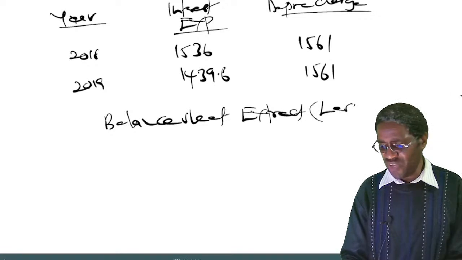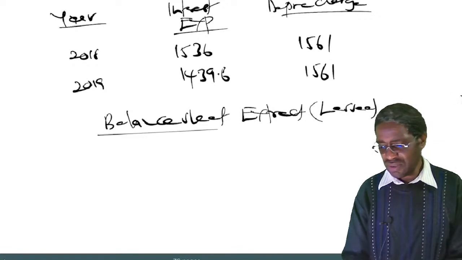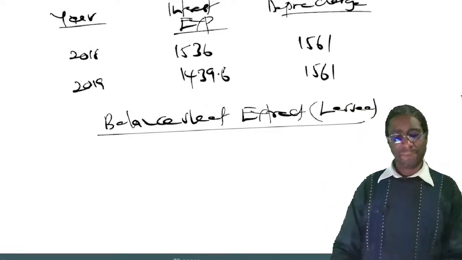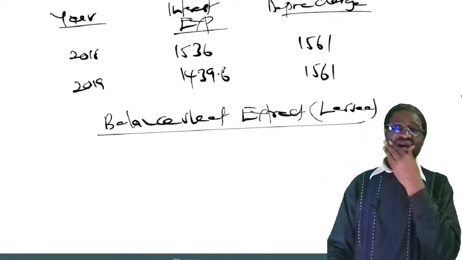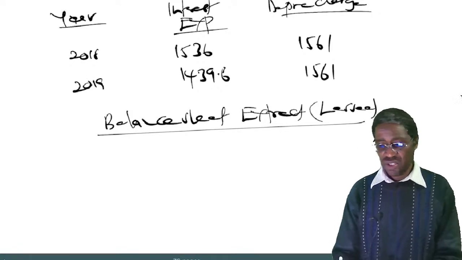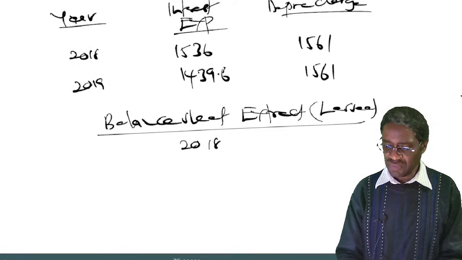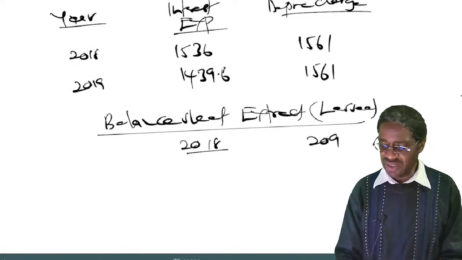Again, in the books of the lessee. I want to explain first. You will have a column for 2018 and 2019.